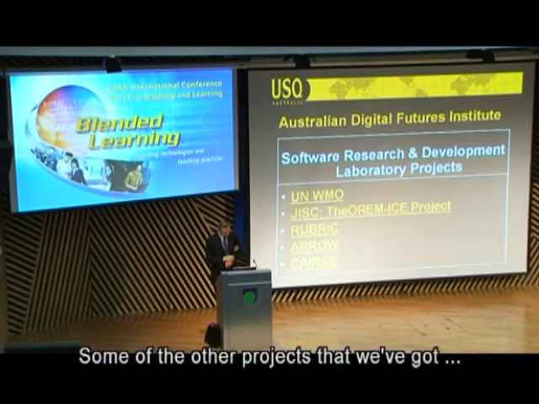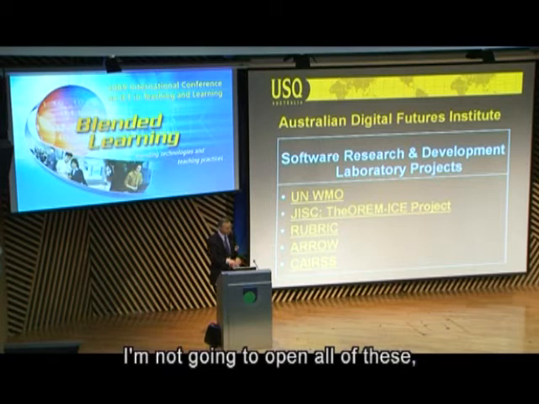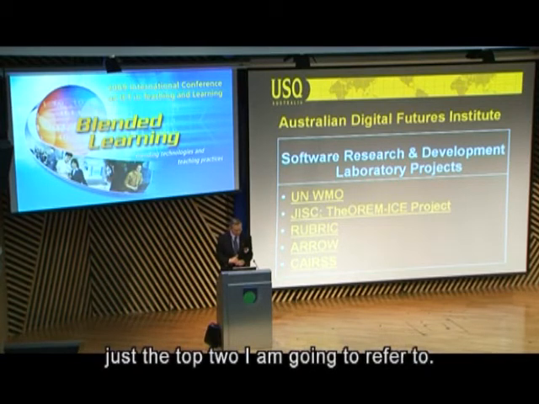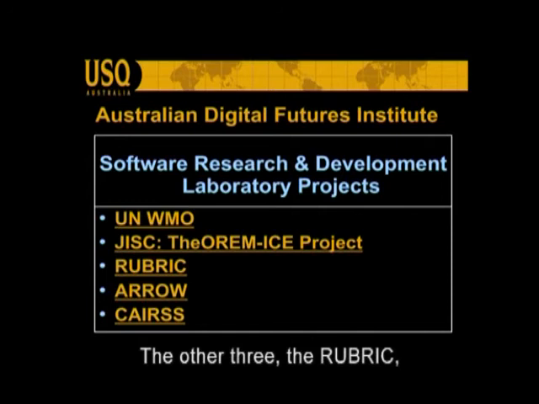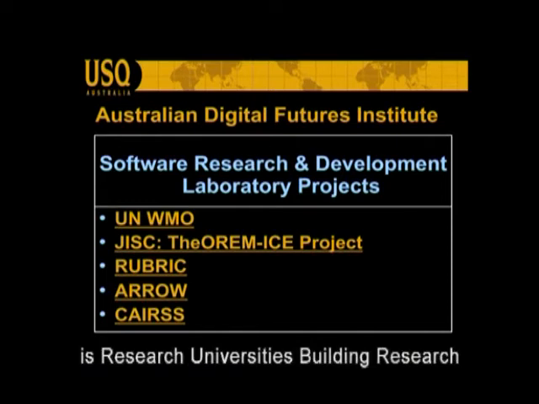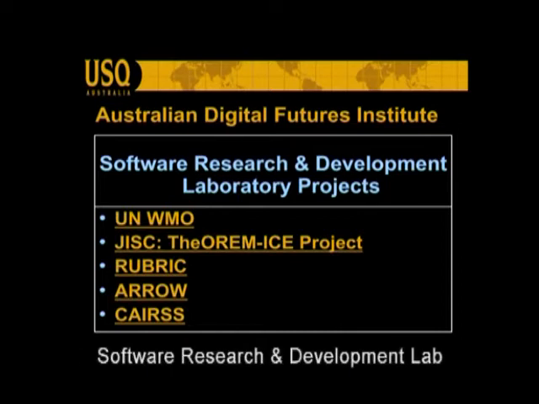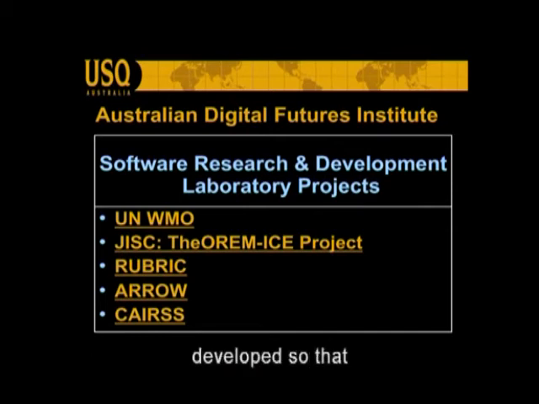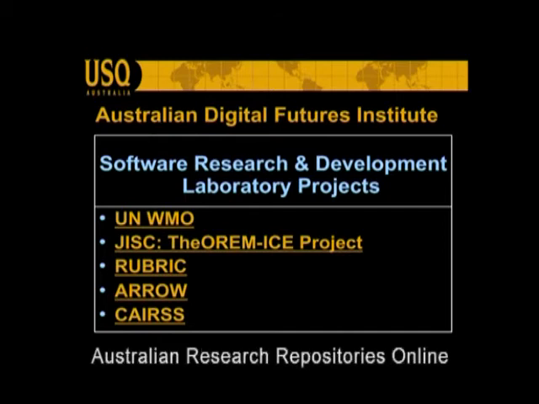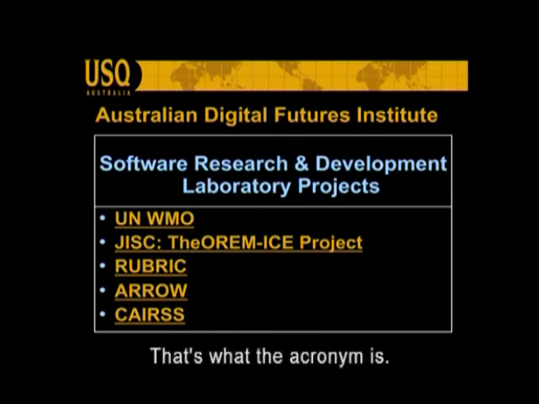Some of the other projects that we've got, I'm not going to open all of these, just the top two I'm going to refer to. The other three: the RUBRIC project is research universities building research infrastructure collaboratively, a project that our Software Research and Development Lab developed so that we can search across repositories and build common access points across repositories to help students across institutions. And the ARROW project was Australian Research Repositories Online to the World. That's what the acronym is.